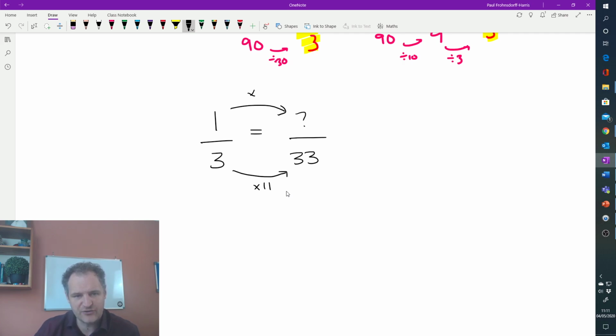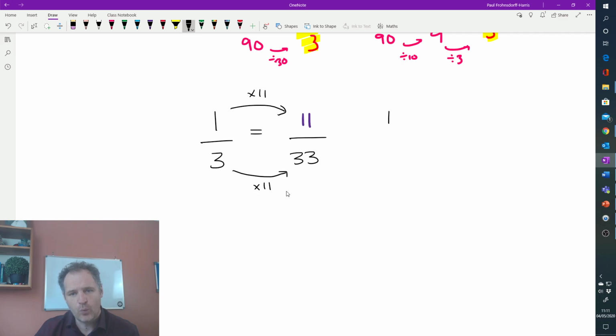I believe that's times 11, so I must do the same on the top. 3 times 11 makes 33, so 1 times 11, I can replace that question mark with an 11. Because all I've done is whatever I did to the bottom, I do the same to the top. They are the same fraction as each other. We can do some others.